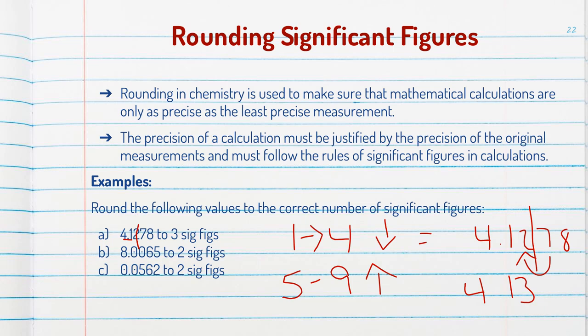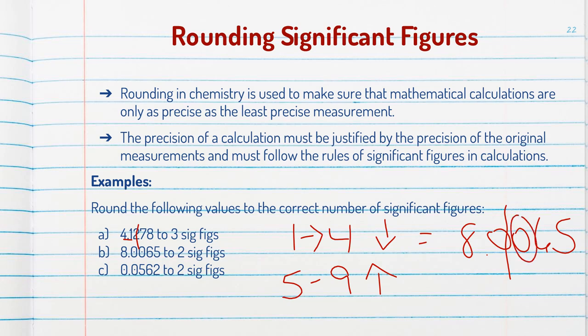The next number, 8.0065. I want 2 significant figures, so I'm going to draw my line at 2 significant figures and look to the number to the right. It is a 0, so I'm rounding down.